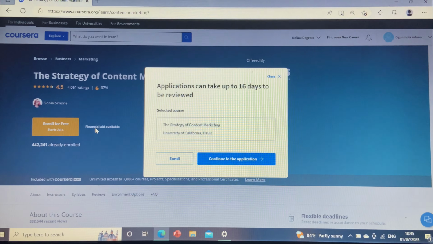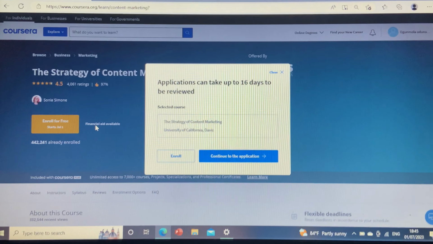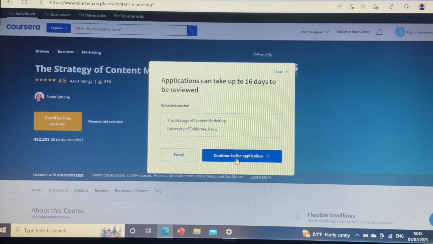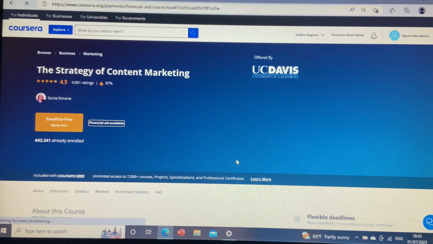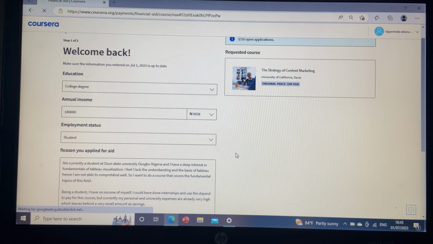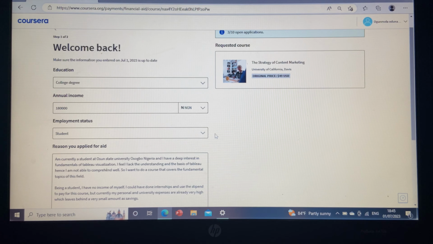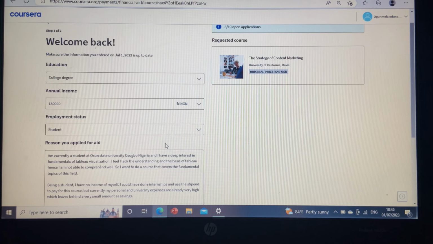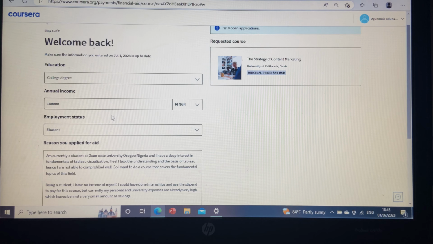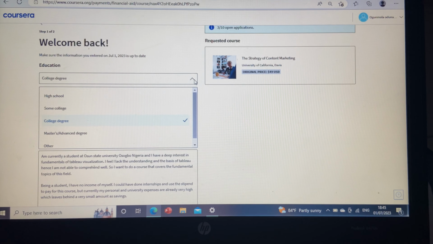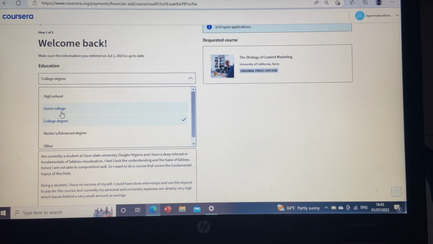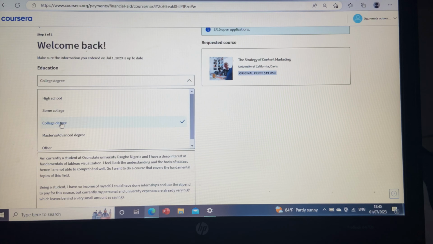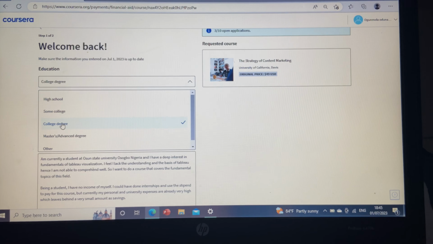So the application can take up to 16 days. Yeah, we know that. So you click on continue to the application. Continue. It will bring this kind of form. They are asking you some questions. This is your educational background. You pick if you're a master's student, but for the sake of this tutorial, let's pick college and degree.